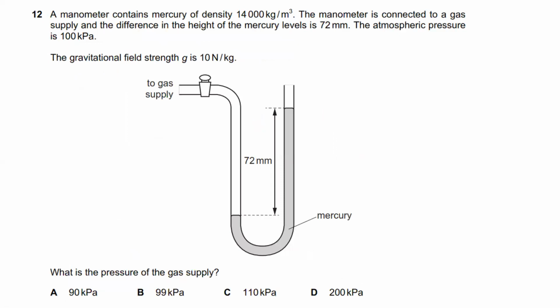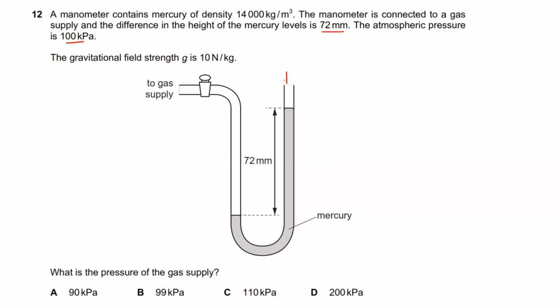Then question number 12, it says a manometer contains mercury of density 14,000 kilogram per meter cube. The manometer is connected to a gas supply and the difference in height of the mercury levels is 72 millimeter. The atmospheric pressure is 100 kilopascals. The gravitational field strength g is 10 Newton per kg. It asks, what is the pressure of the gas?